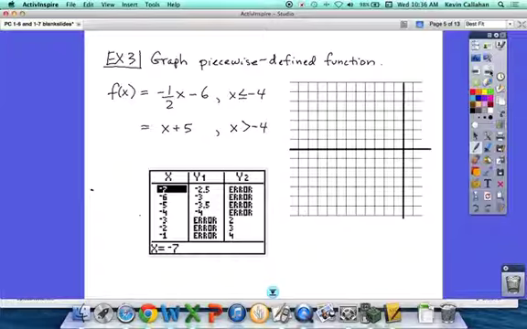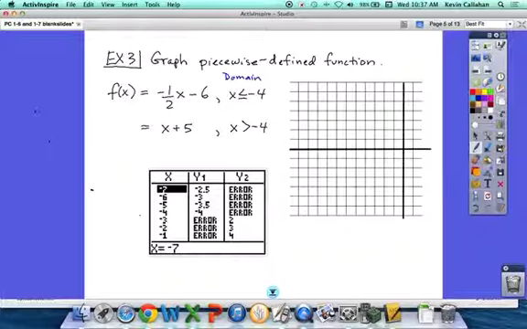Okay, so a piecewise function, again, is a function that's defined differently for different parts of the domain. The domain is given by these statements here, right? These are the domains. So when x is less than or equal to negative 4, we're going to use this to define the y values. When x is greater than negative 4, you're going to use this to define the y values. So it's going to change.